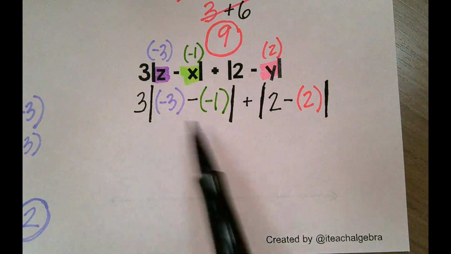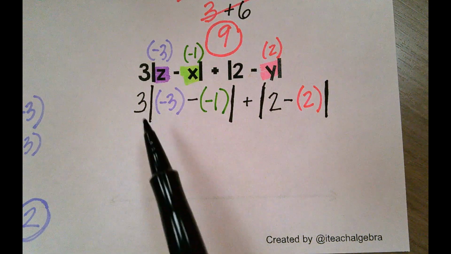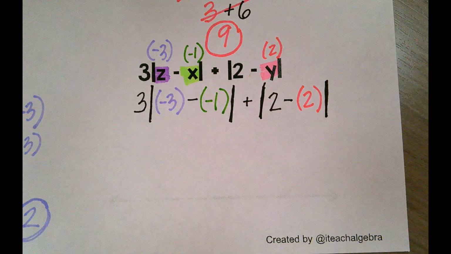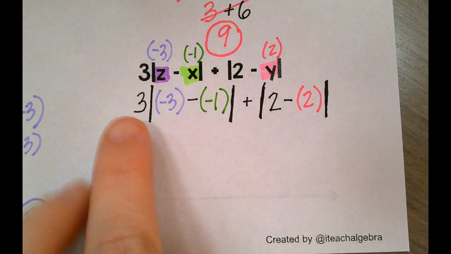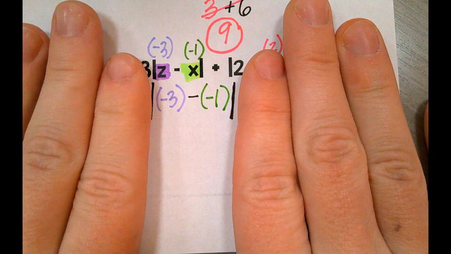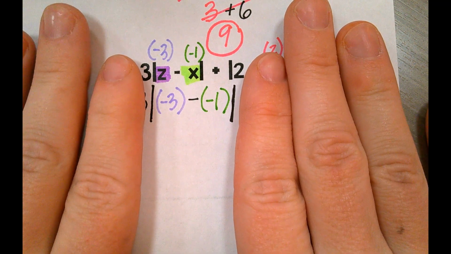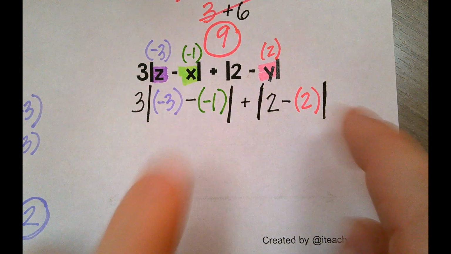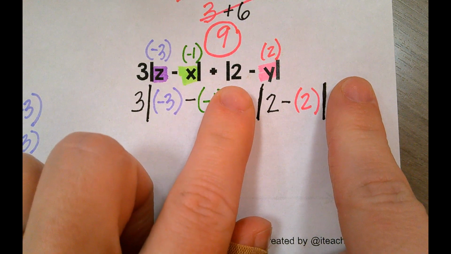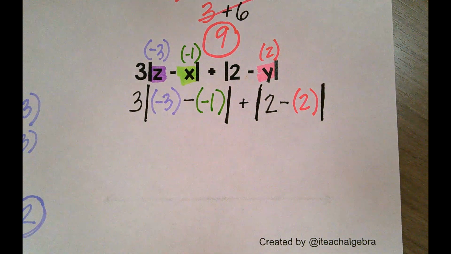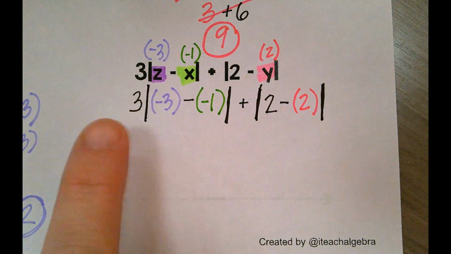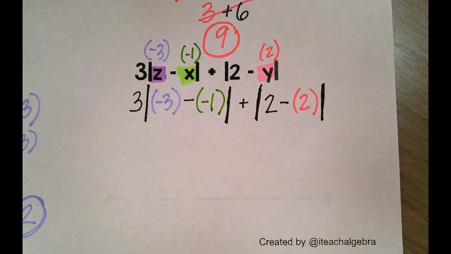So you need to have 2 absolute value bars to show a set of items that we're finding the absolute value of. So really what's happening here is we have 3 times the absolute value of whatever -3 minus -1 is, plus the absolute value of whatever 2 minus 2 is. I'll give everybody a second to get that written down. Now, once you have your numbers plugged in, this is where you could type it into your calculator. But let's do it by hand first.